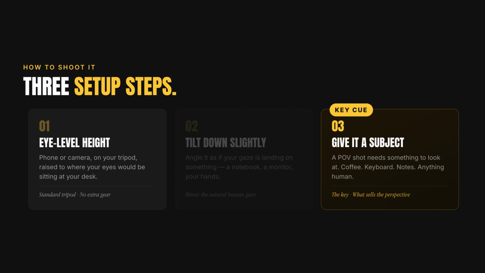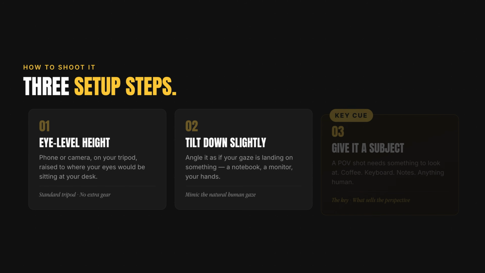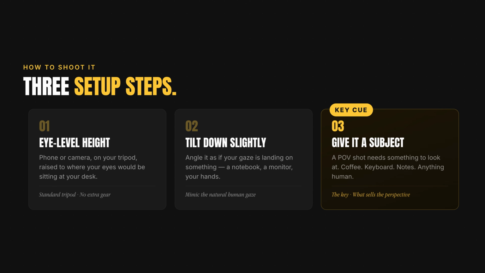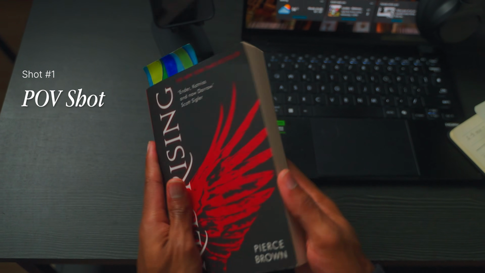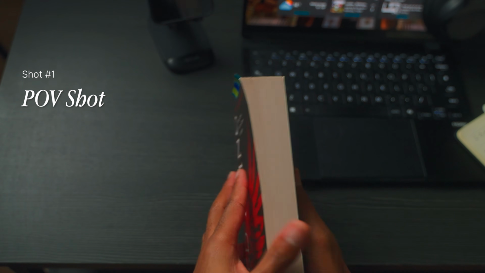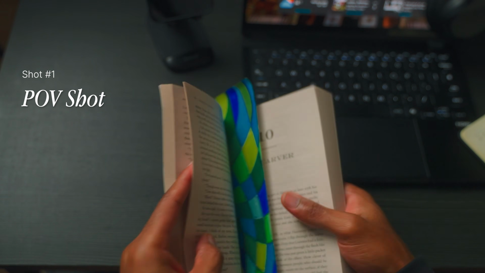The key is what's in the frame. A POV shot needs a subject, something the eyes are looking at, your monitor, your notes, your keyboard, your hands doing something, a cup of coffee on your desk. It doesn't matter what it is as long as it feels like something a person would naturally look at. And that's what sells the perspective.